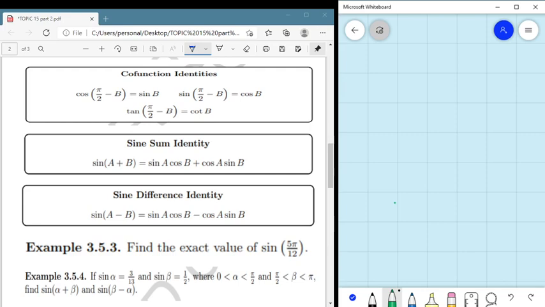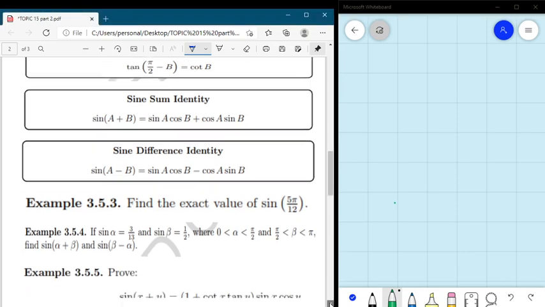For sine, it is sine cosine, cosine sin. For the sum, the sign stays the same: plus here, plus there; minus here, minus there. Sine gives sine cosine, and cosine gives cosine sine. Okay? Memorize that. Let's proceed to example 3.5.3.